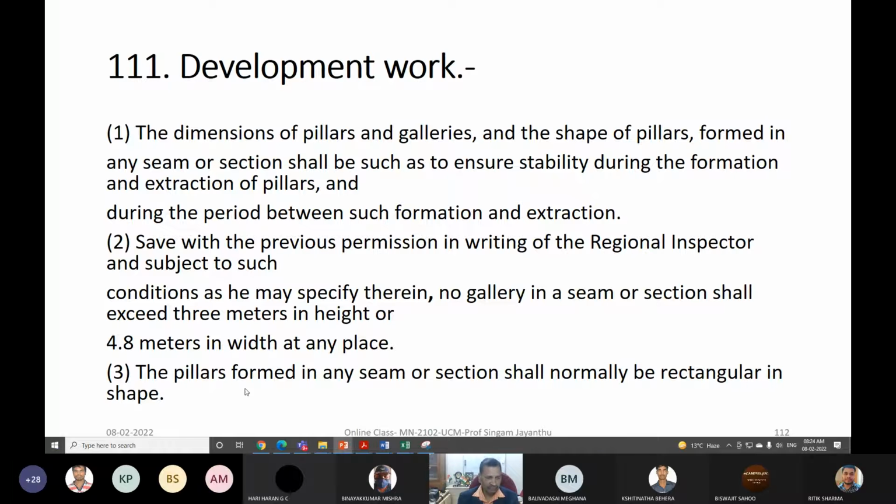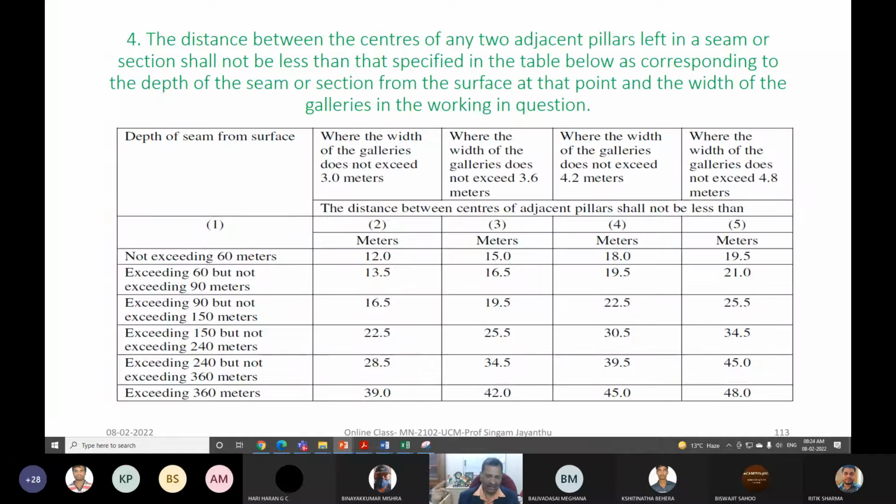Now, continuing further, the pillars formed in any CMR section shall normally be rectangular in shape because, as you know very well, that is an easy way of forming them when you are driving galleries and the galleries are connected by level galleries and by dip rise galleries. That will become something like a square pillar, with the sides the same, then obviously that will become a square. So that is the way they have given it. But in special circumstances, we can take permission for rhombus shape and other things.